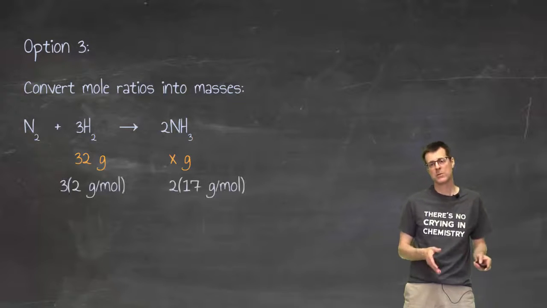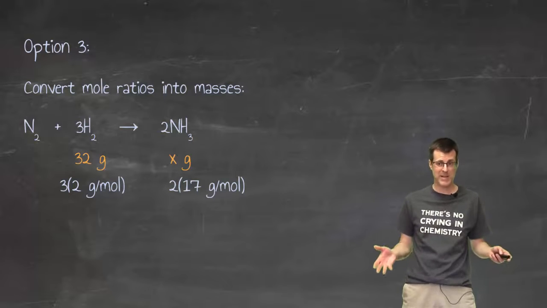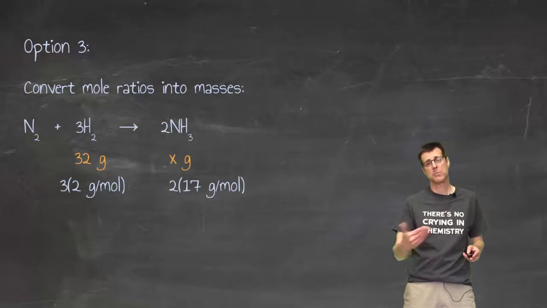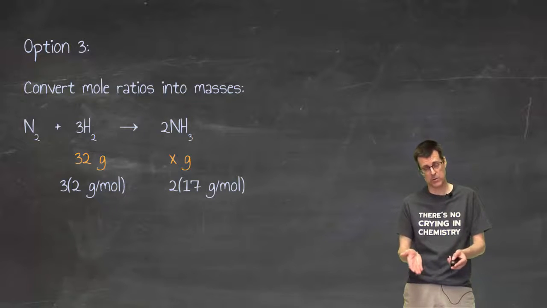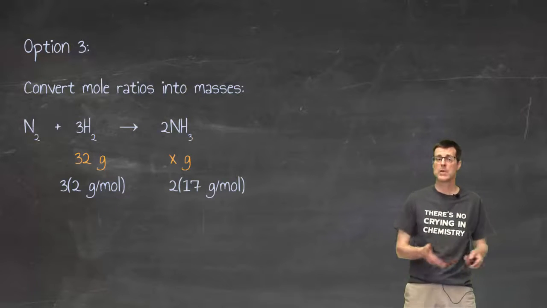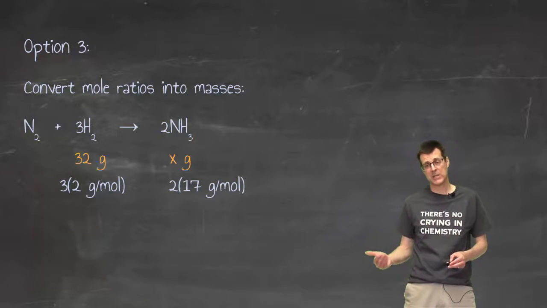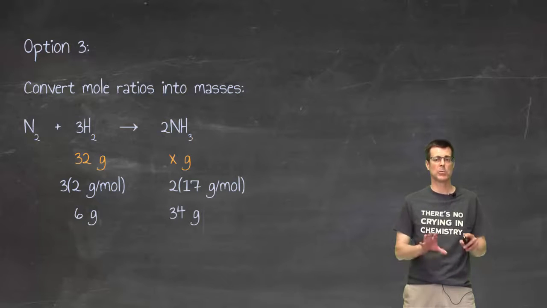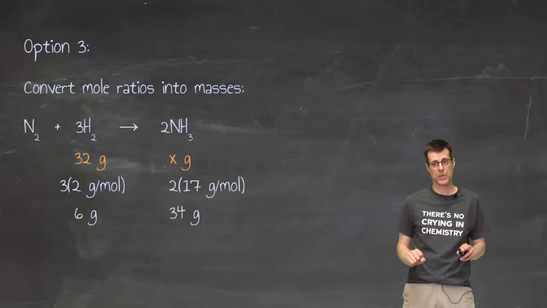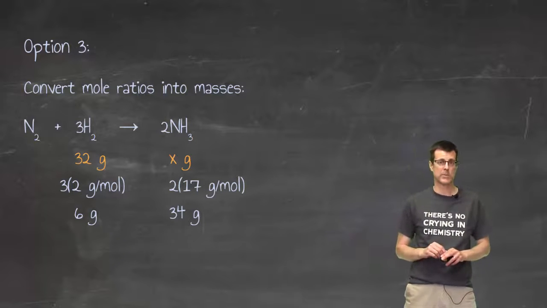So what I'm going to do is take those molar amounts and turn them into mass amounts. So instead of 3 moles of hydrogen, how much mass does that have? Well, hydrogen has a mass of 2 grams per mole, so 3 times that. Ammonia has a molar mass of 17, so 2 times that. And then I would have that reaction written in terms of masses. So 6 grams of hydrogen would make 34 grams of ammonia.